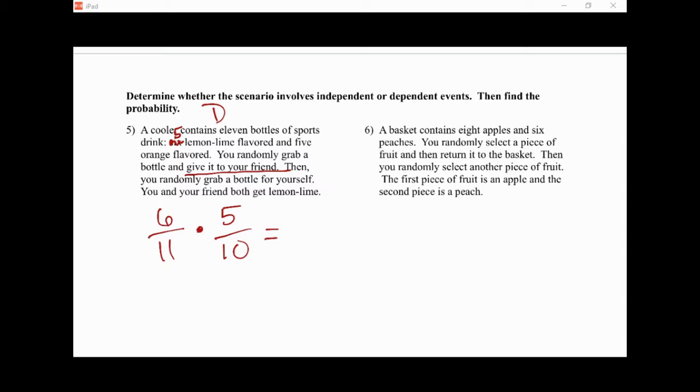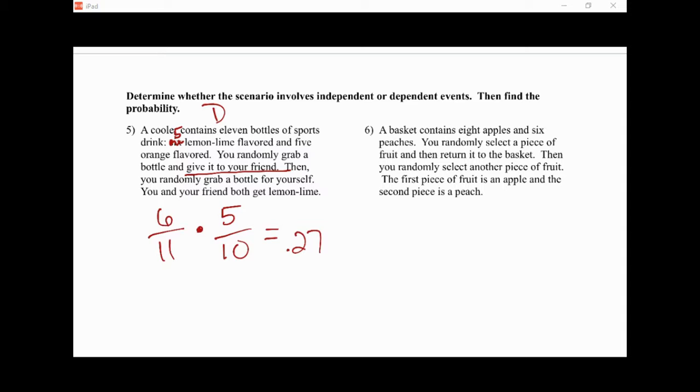So that makes sense. Cool. Which is 0.27.